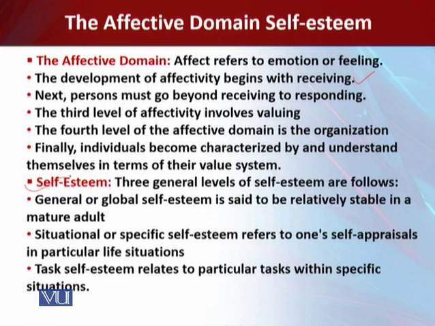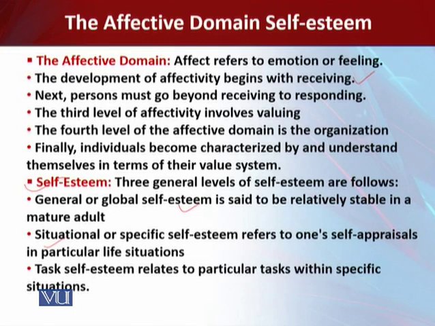Then we have self-esteem. When we're talking about self-esteem, we see that the three general levels of self-esteem are as follows. Number one is general or global self-esteem, which is said to be relatively stable in a mature adult and is resistant to change except by active and extended therapy. It is the general or prevailing assessment of one's own worth. The second one is situational or specific self-esteem.